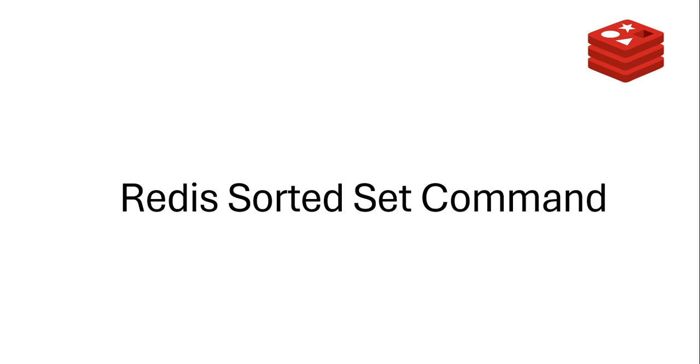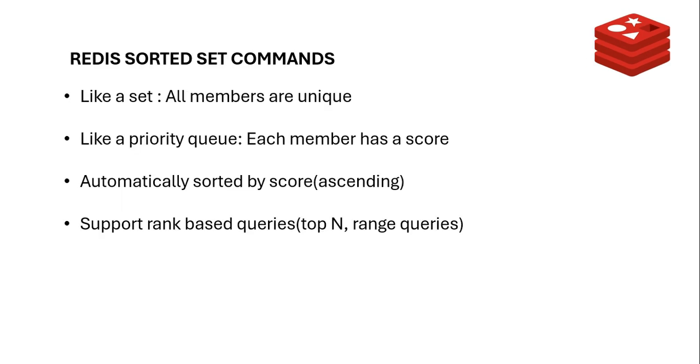So let's learn about Redis Sorted Set commands. A sorted set is like a set. All the members here are unique, and each member has a score, just like a priority queue. Automatically, all of them are sorted by the score in ascending order.